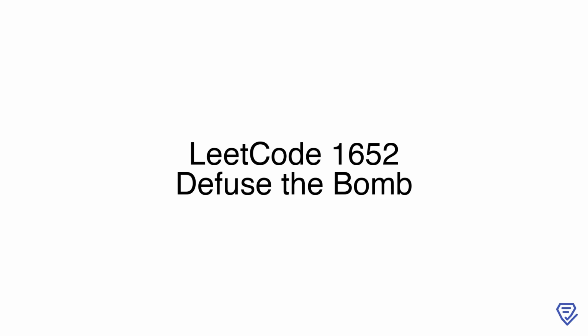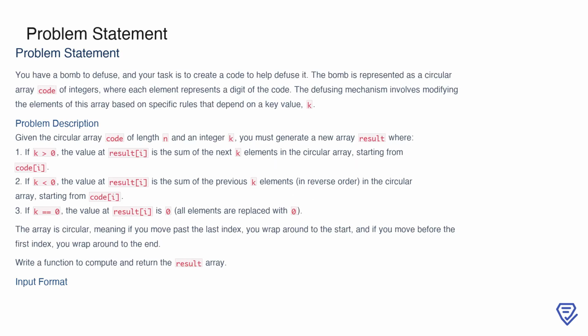Let's get started. In this problem, you are tasked with defusing a bomb represented as a circular array of integers called code. Each digit in the array corresponds to a specific part of the bomb's mechanism. The defusing process involves transforming this array into a new array called result based on a given integer k, which acts as a key. The transformation rules depend on whether k is positive, negative, or 0.